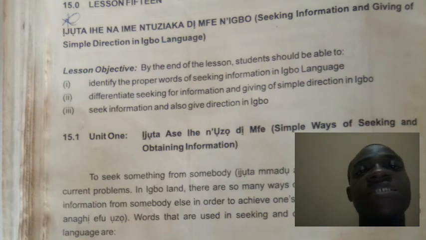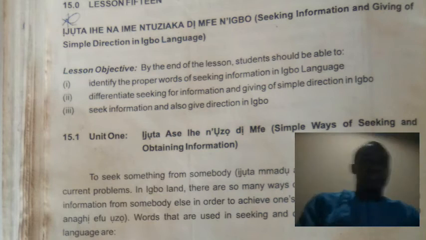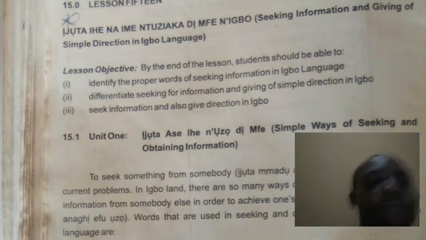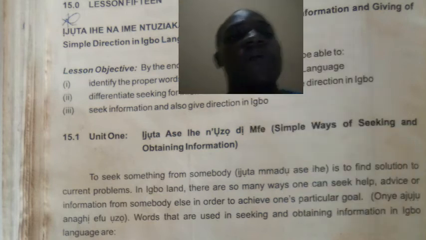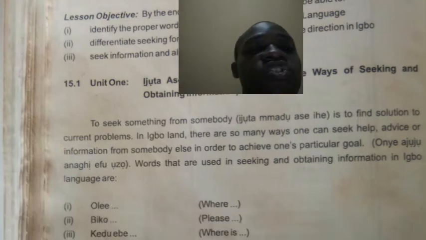We are going to be looking at Ijuta ihe na-eme ntụziaka dị mfe Igbo. That is seeking information and giving of simple direction in Igbo language. Okay? Giving direction in Igbo language. That is Ijuta ase ihe n'ụzọ dị mfe, simple ways of seeking and obtaining information.